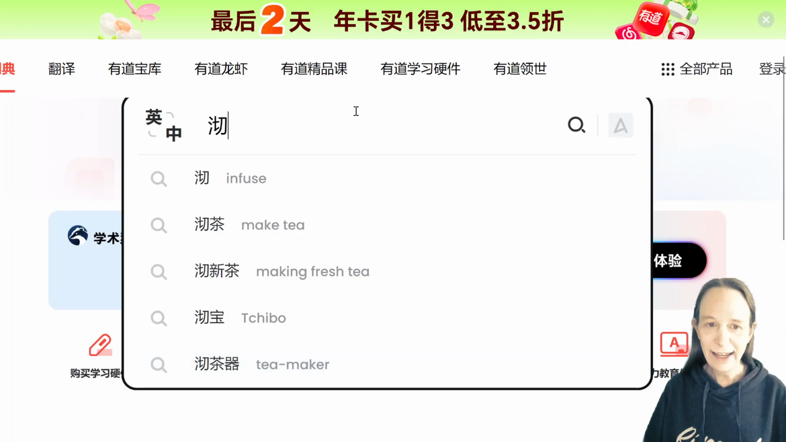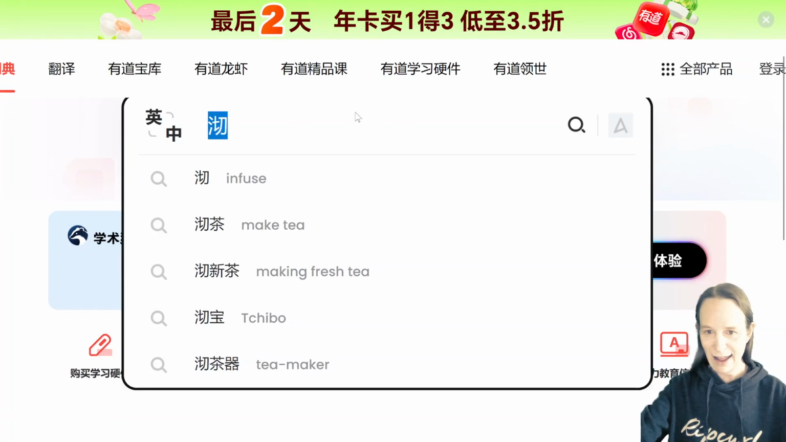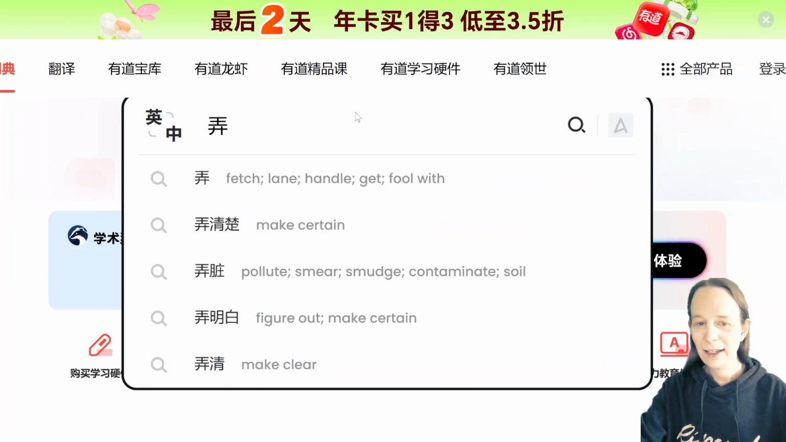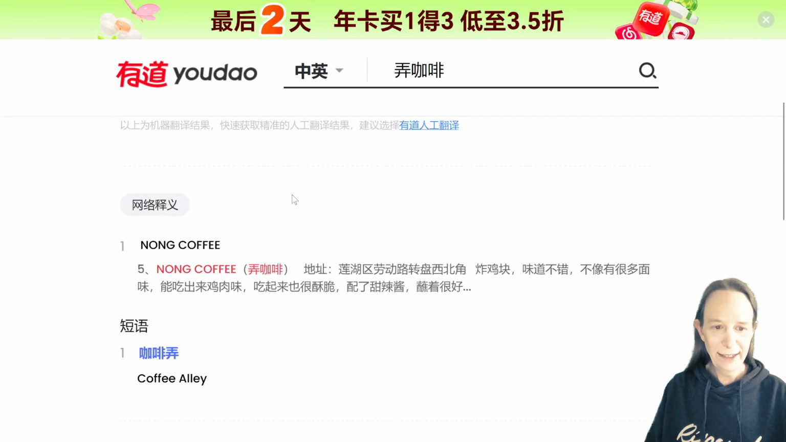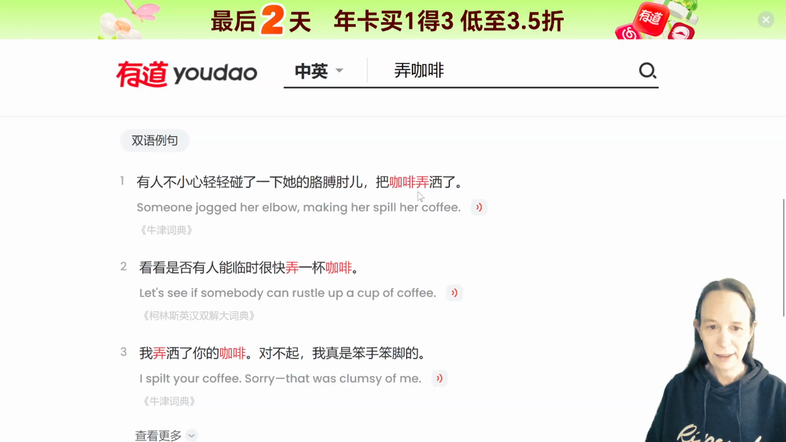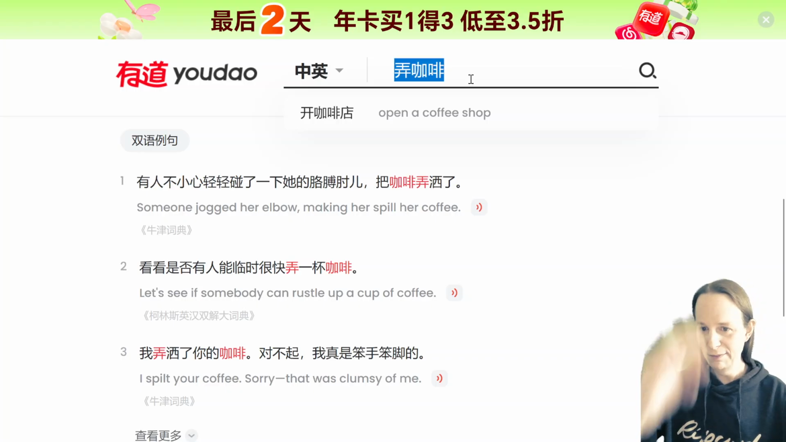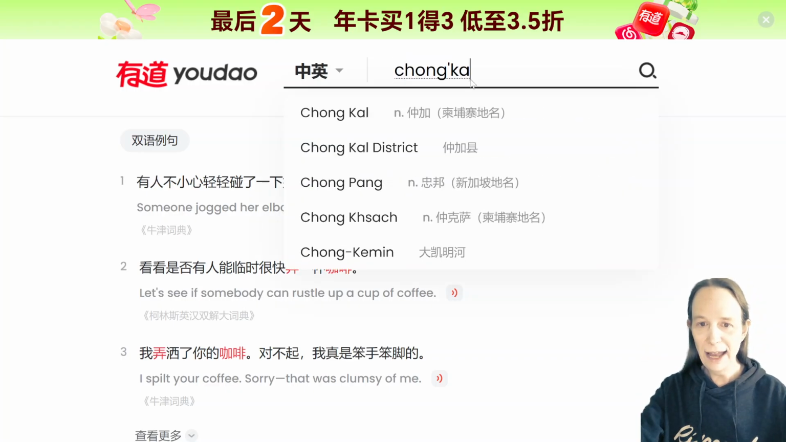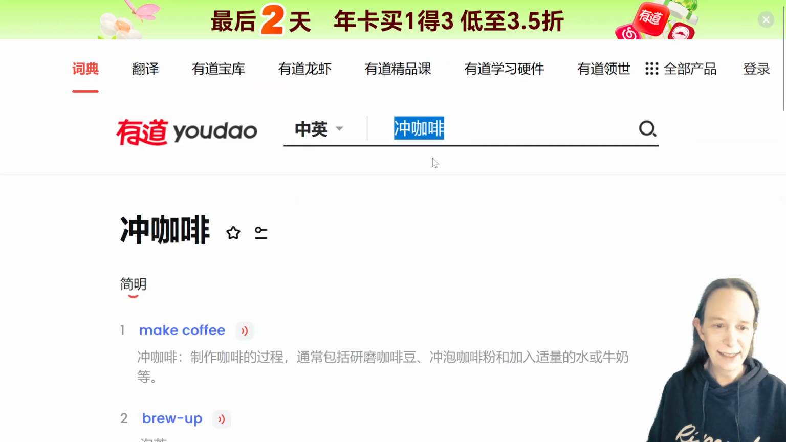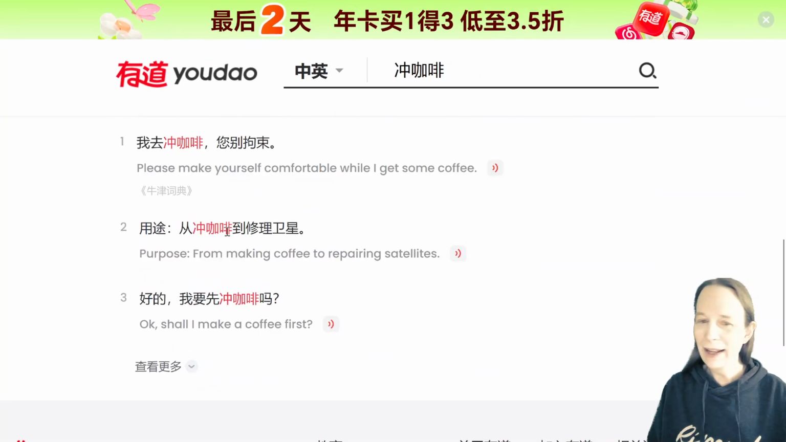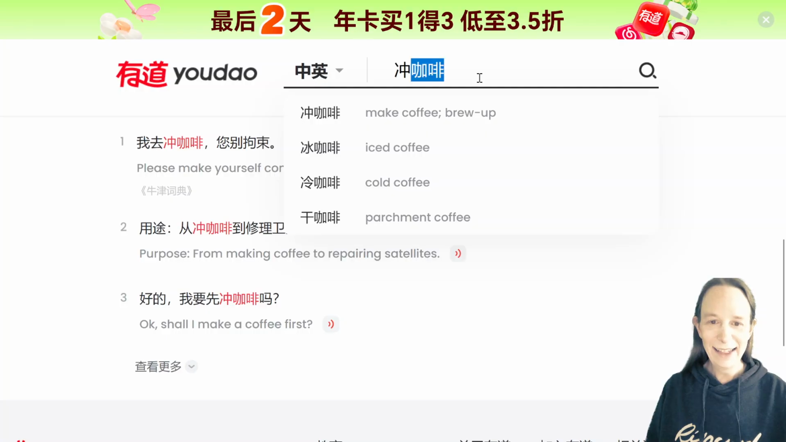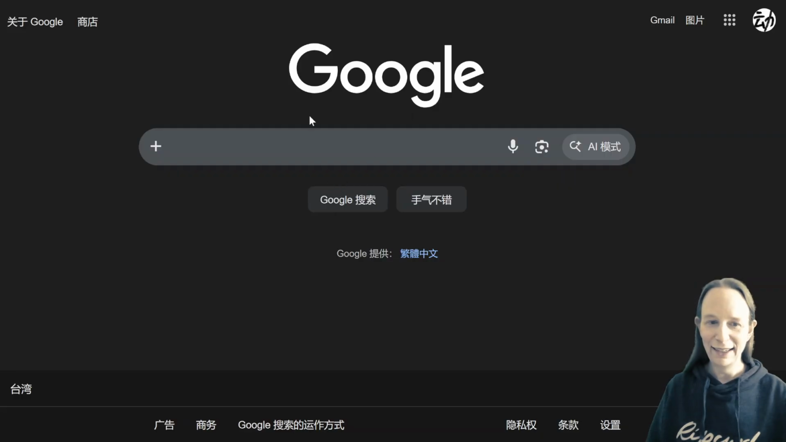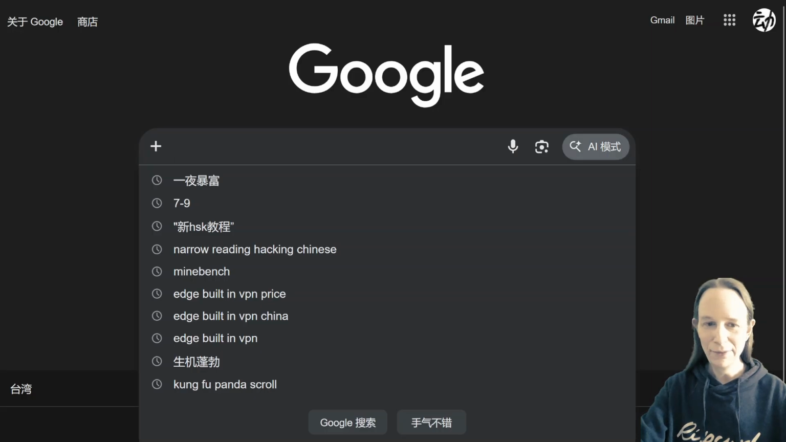Qi cha, qi. Yeah. So for coffee, well, you can say nong cafe, but I think nong一杯咖啡. You can say this, but usually, or you can use chong cafe. I think this is the strictly correct version. Chong cafe. Qi cha, tea is steeping. Okay, is that different to pouring?